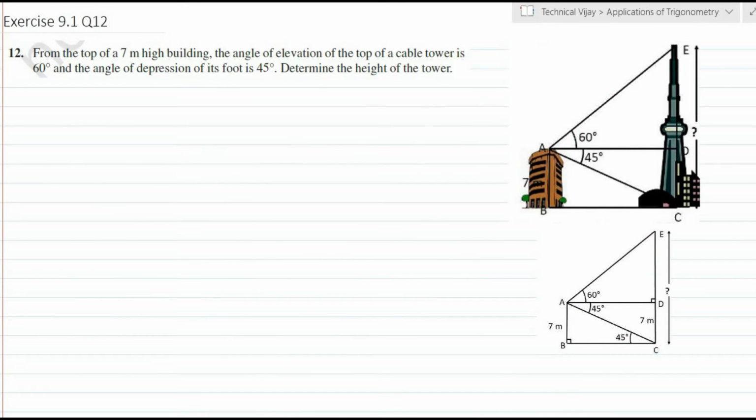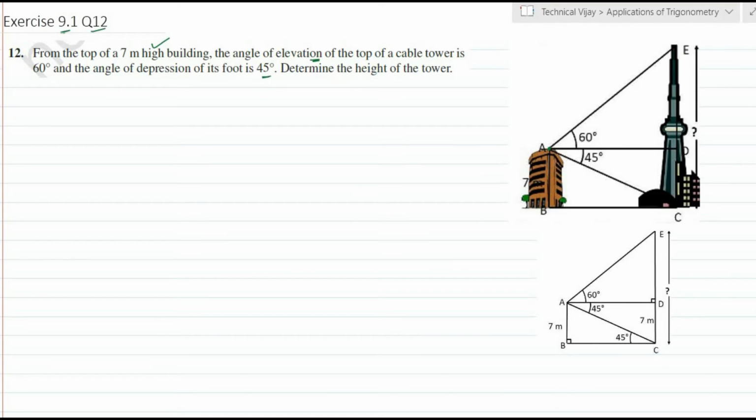So exercise 9.1, question number 12. From the top of a 7 meter high building, this is the 7 meter high building, from this top, this is point A, the angle of elevation of the top of the cable tower is 60 degrees. Because the angles are always measured from the horizontal, so this is the horizontal, and from this it is 60 degrees. And the angle of depression of its foot is 45 degrees.